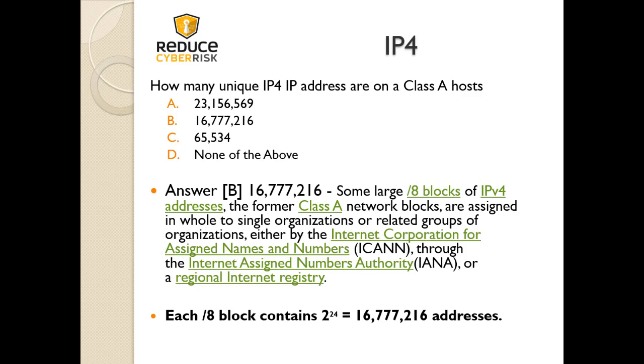Basically, you have large /8 CIDR blocks of IPv4 addresses, which make a lot of IP space. The former Class A network blocks were assigned in whole to single organizations, like AT&T, who then delegate out IP addresses. IP version 6 blows the socks off IP version 4. Sixteen million is a lot, but IPv6 blows that out of the water. These are assigned by ICANN, the Internet Corporation for Assigned Names and Numbers, through IANA, the Internet Assigned Numbers Authority, or the Regional Internet Registry. Each /8 CIDR block, which is 2 to the 24th, is 16,777,216 addresses.